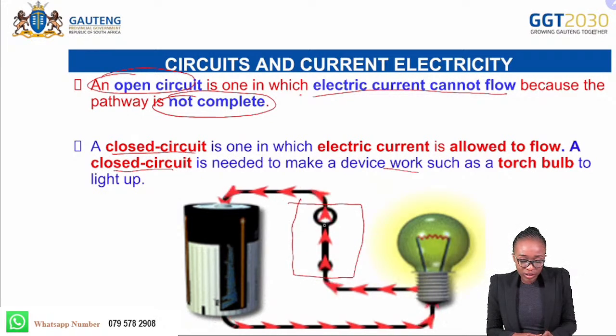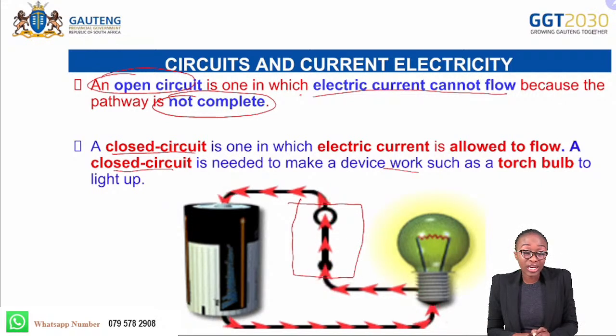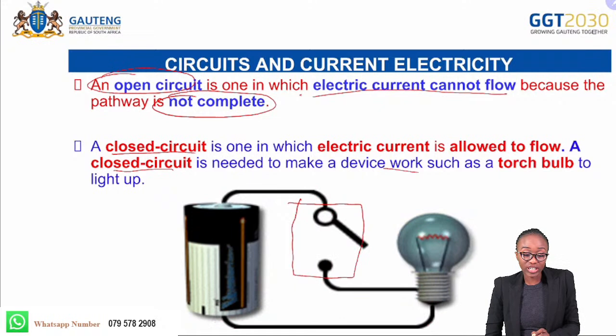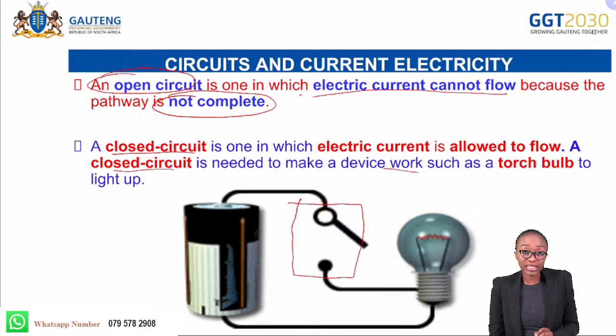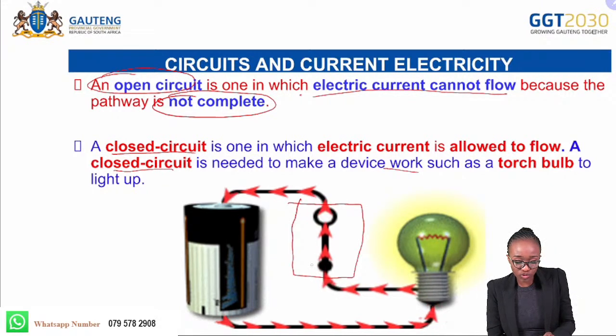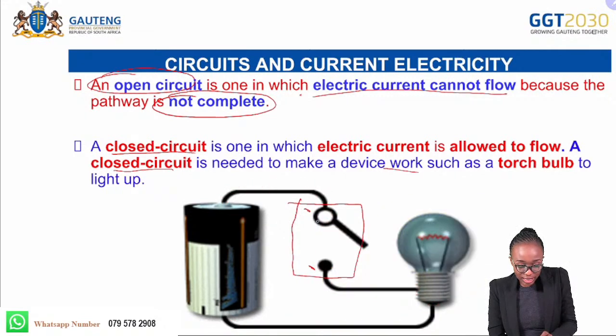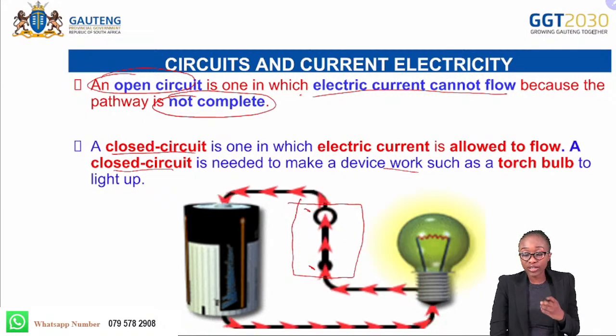When this switch flips open, the bulb switches off. There is no flow of electric current because the circuit is not complete. There is a gap and the current is not able to move from this point to that point. However, when that switch is closed, when the circuit is closed and that gap is closed, then we have the bulb switching on.